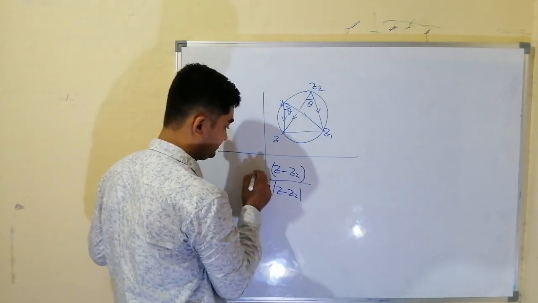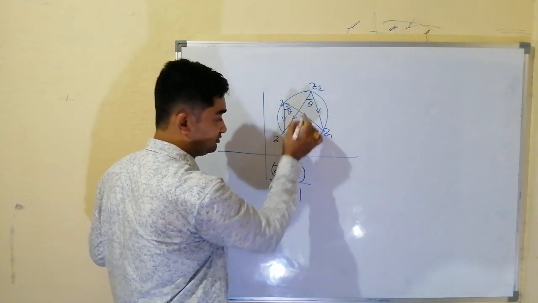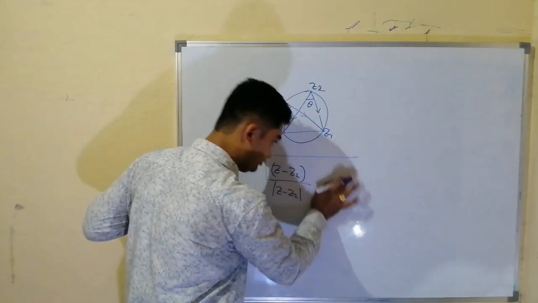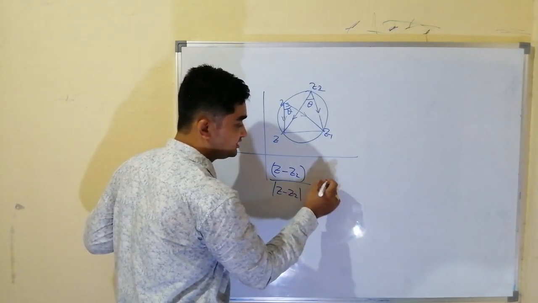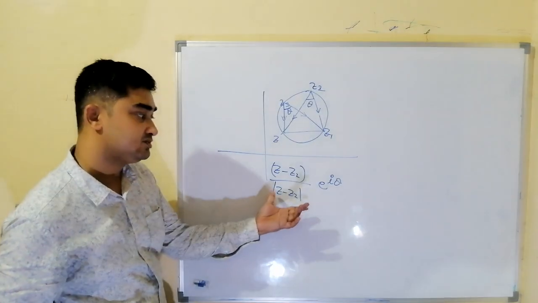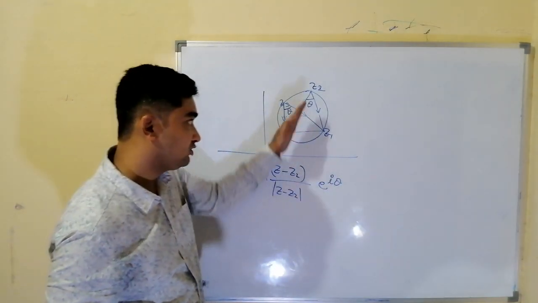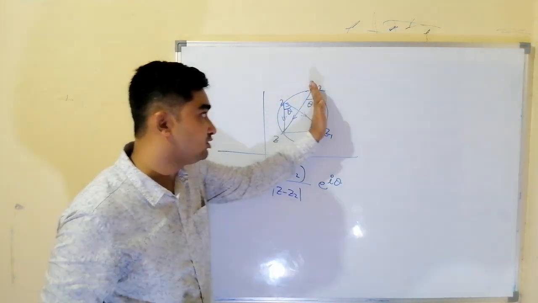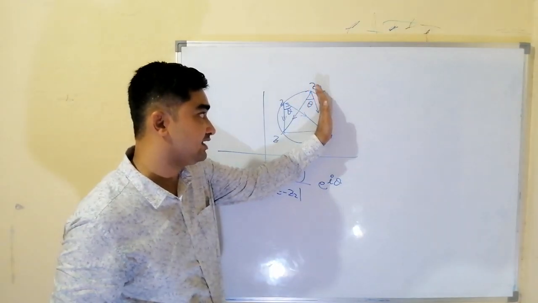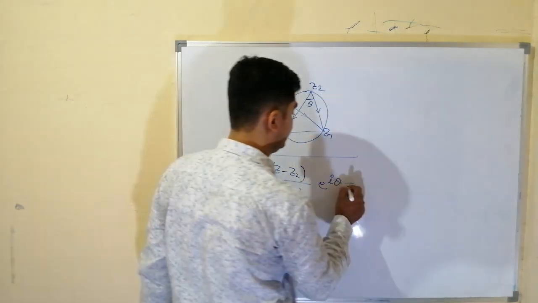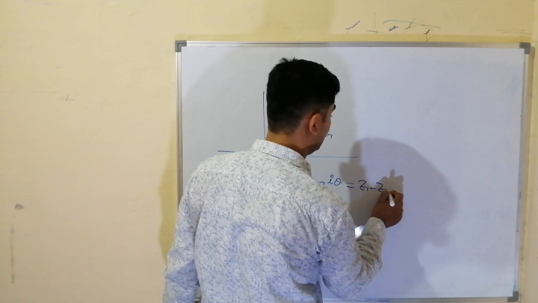Argument of this, or don't take argument, this is multiplied with e power iota theta. This complex number is multiplied with another complex number, then what will happen? It will rotate by an angle theta in the anti-clockwise direction. Then we will get this direction. This direction is z1 minus z2. So right hand side is z1 minus z2.